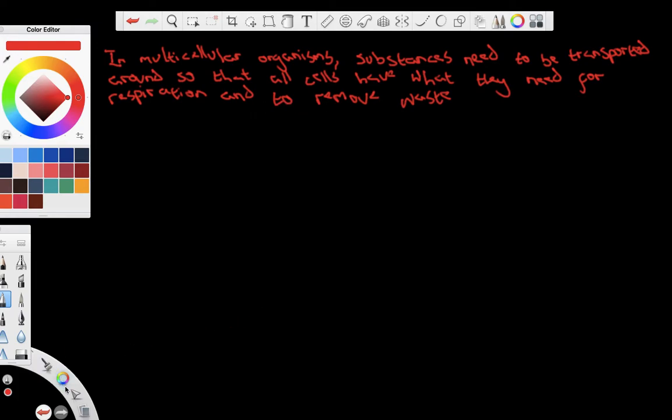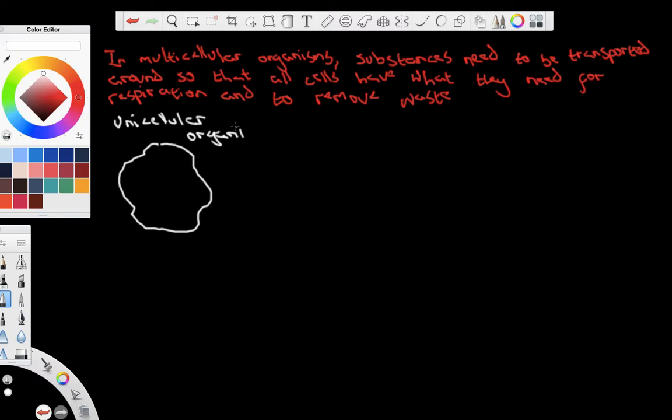So just to illustrate this a bit more, I want you to imagine that we've got a unicellular organism, okay? So this is our unicellular organism. Our unicellular organism is made of only one cell. This cell needs oxygen so that it can carry out respiration. So it needs oxygen. And it also needs glucose or sugars.